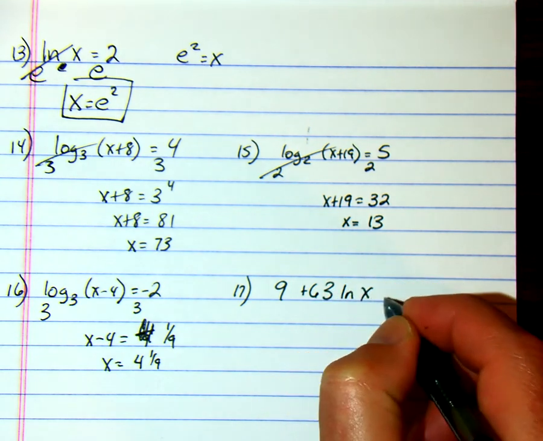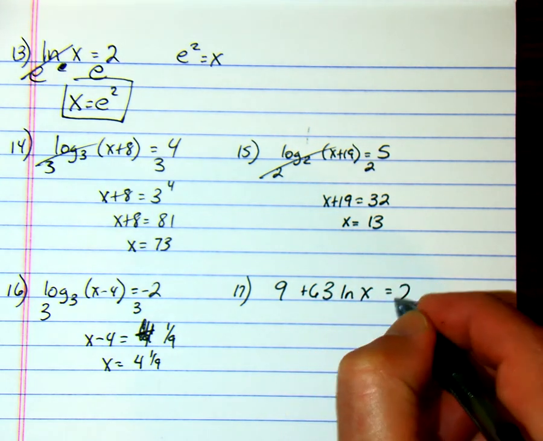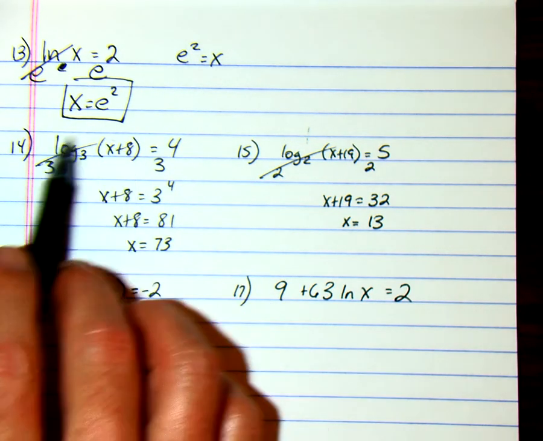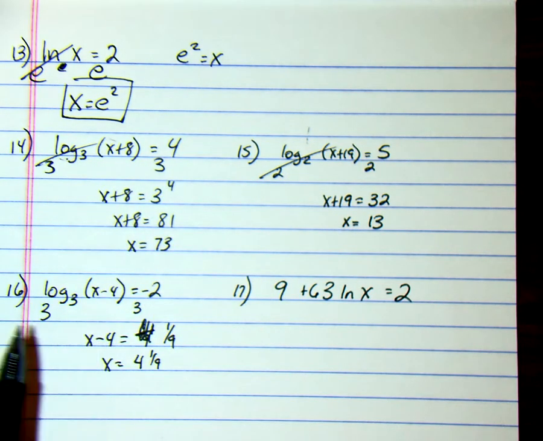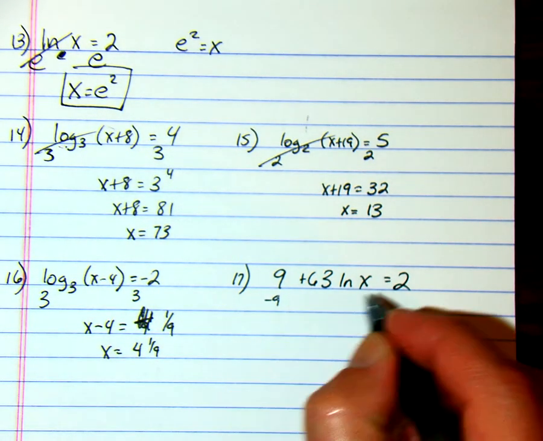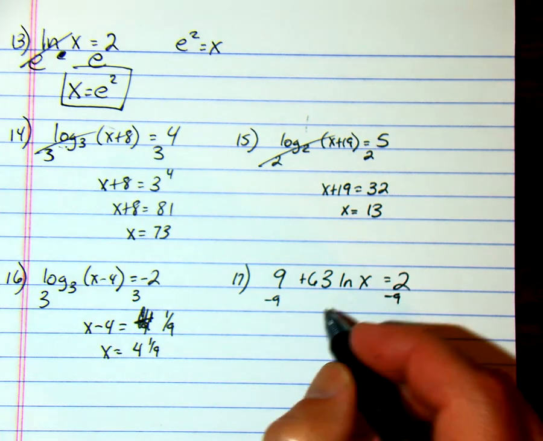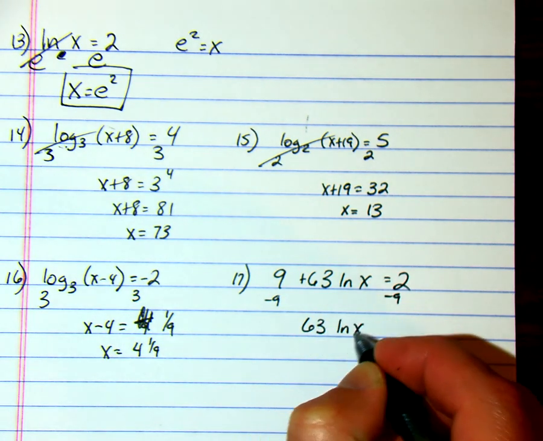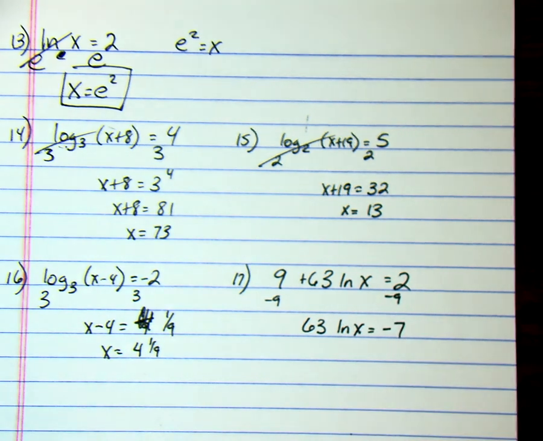As far as we are looking at doing a little bit more work on the front end. On all the other ones, the logarithm were already isolated. Log by itself, log by itself, log by itself, natural log by itself. That all was there. That's not the case in this one. So step number 1 is we're going to subtract this 9 over. So we have 63 times the natural log of x is equal to negative 7.